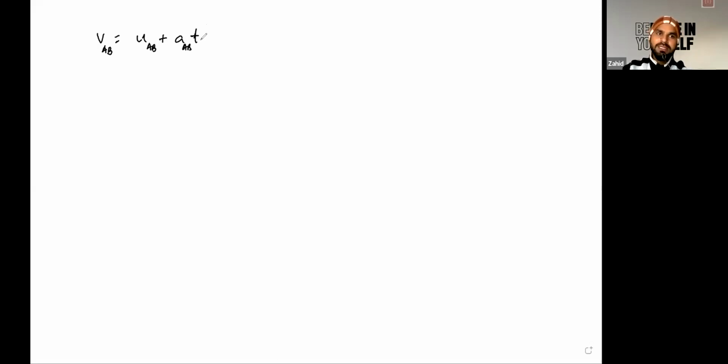And I defined in the last class, time will always be non-relativistic. Time will be relativistic only in case the speed of the object is very large as compared to the speed of light. Similarly, for displacement between any two bodies, it will be u_AB times t plus half of acceleration times t squared. Let me define a question related to this.